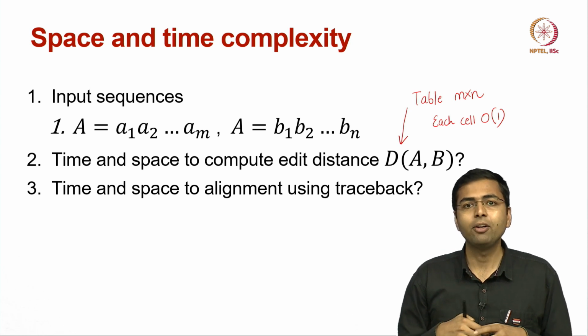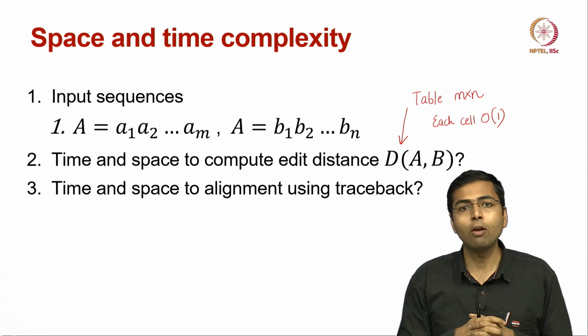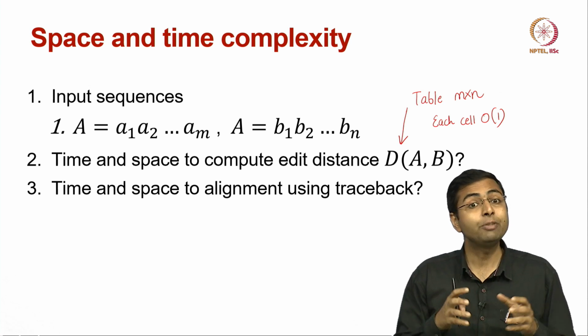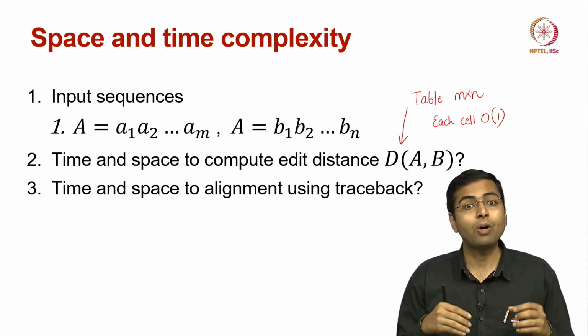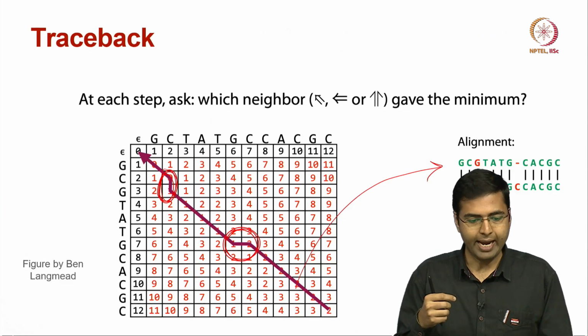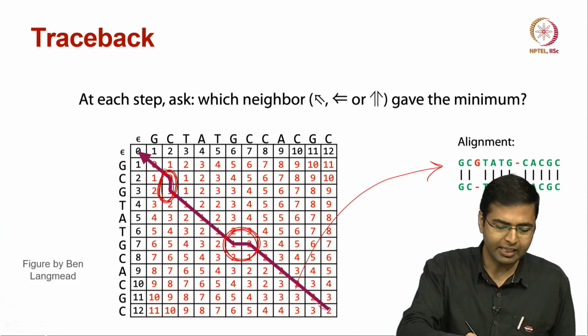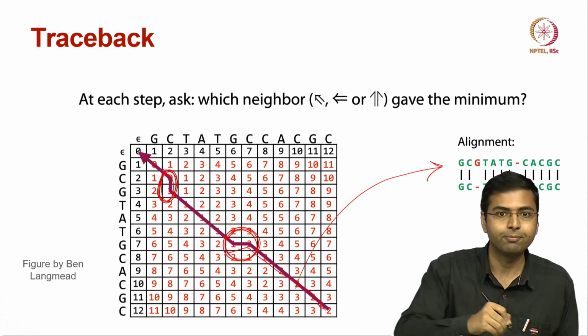Therefore, we are using order mn time and order mn space to solve for the edit distance. Now, once we have that entire table, how much time are we spending to compute the traceback? That is, once we have the entire table, how much time are we spending to do this traceback?